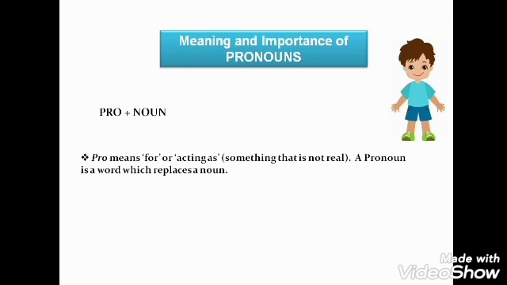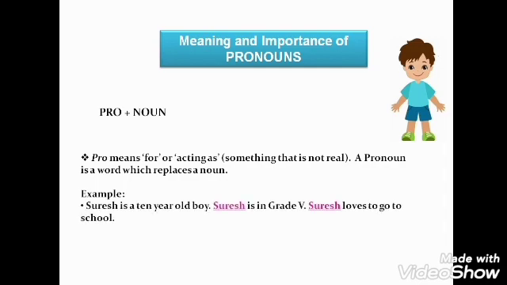Why do we have to do like that? Because if we keep on using the same noun again and again, that won't be anything interesting. It will be monotony. So we use a pronoun. See, I have given you an example. Suresh is a 10-year-old boy. Suresh is in grade 5. Suresh loves to go to school. So I have used the word Suresh for more than once. So it is a kind of clumsy and monotony. To avoid that, pronouns help us.